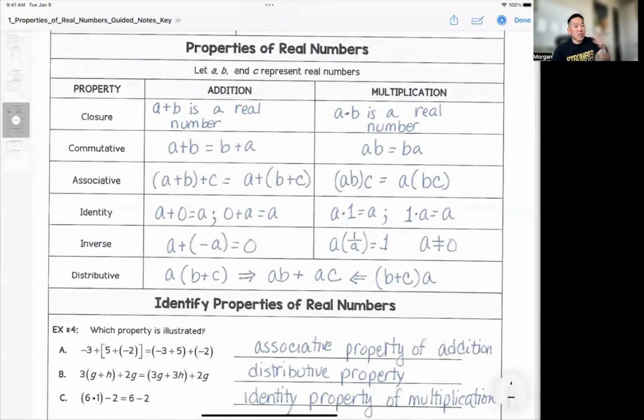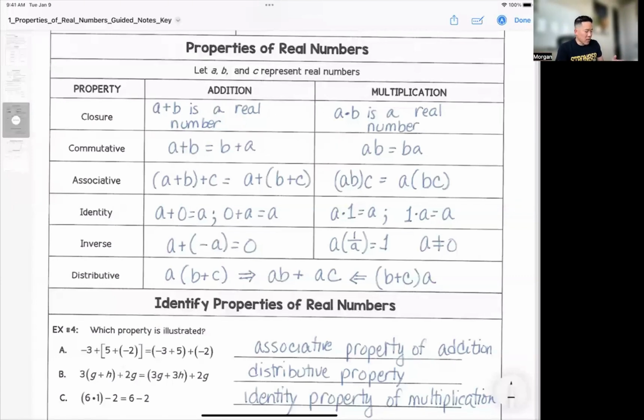All right. So, closure, in addition, means that basically if you start with a plus b and a and b are real numbers, it's still a real number in the end, right? Same thing's true with multiplication. If I multiply two real numbers, I still end up with a real number. It's pretty easy, right?